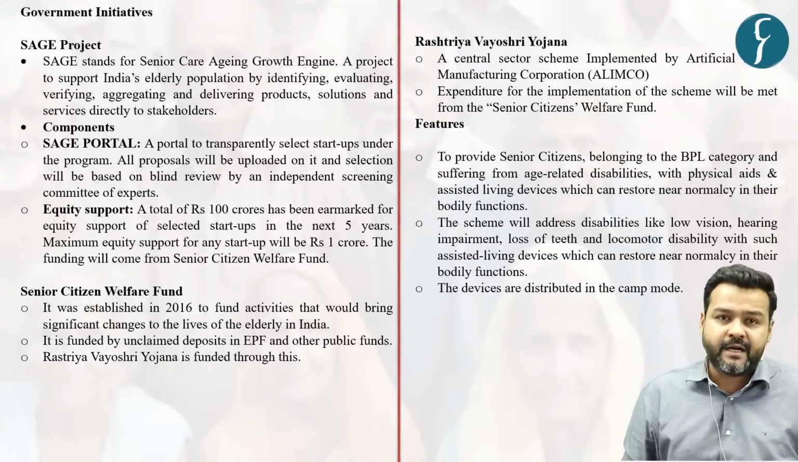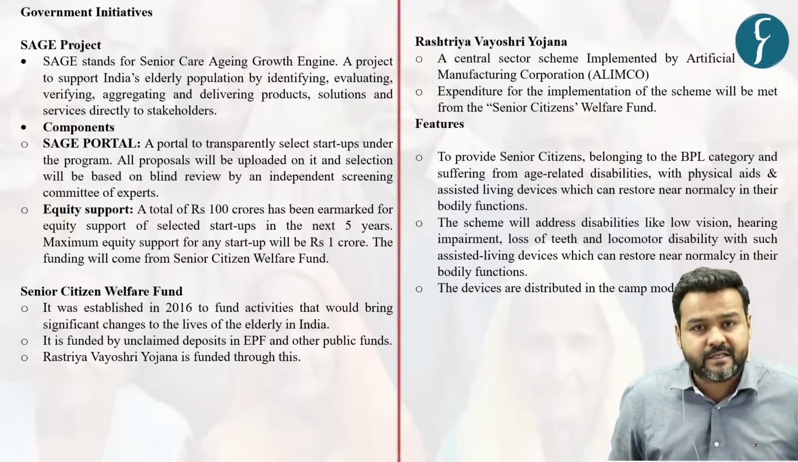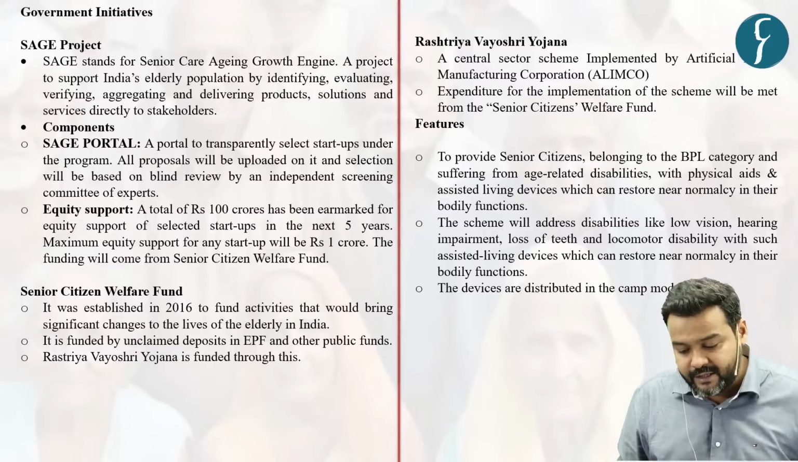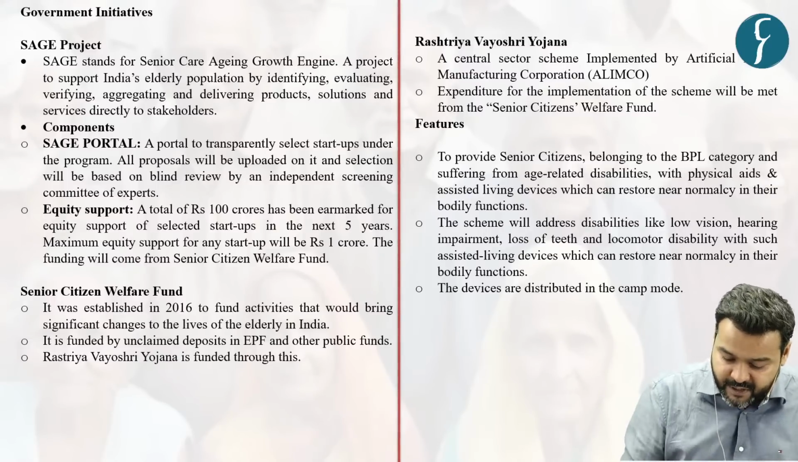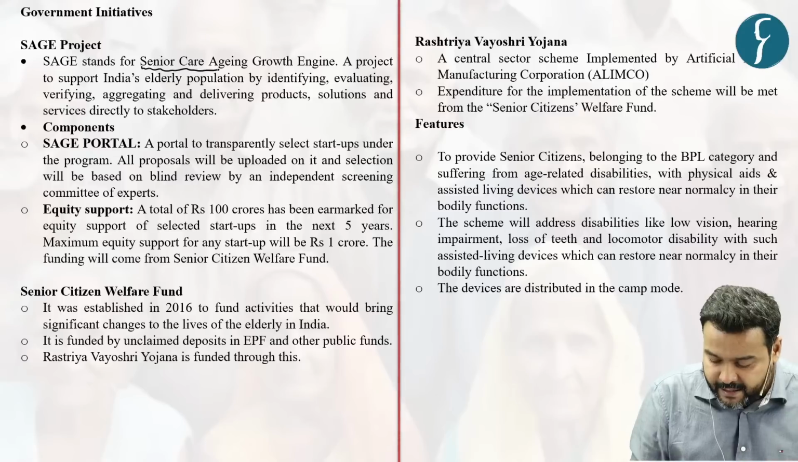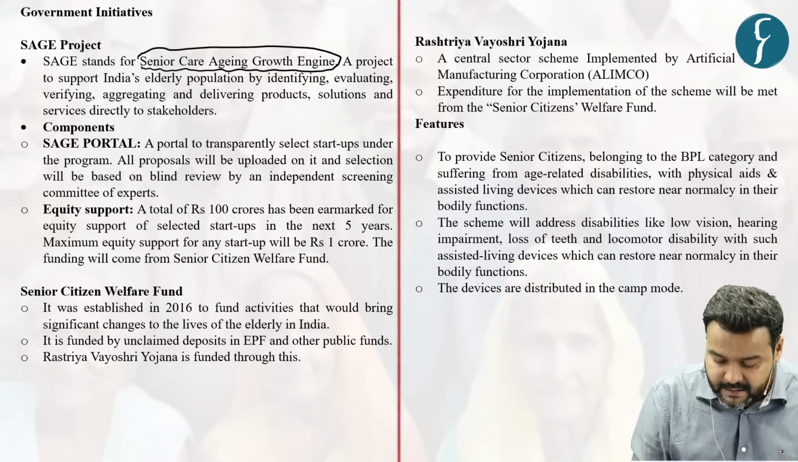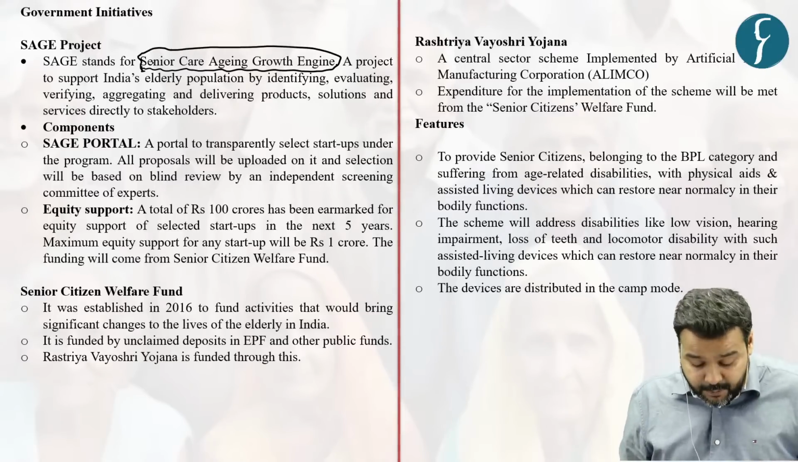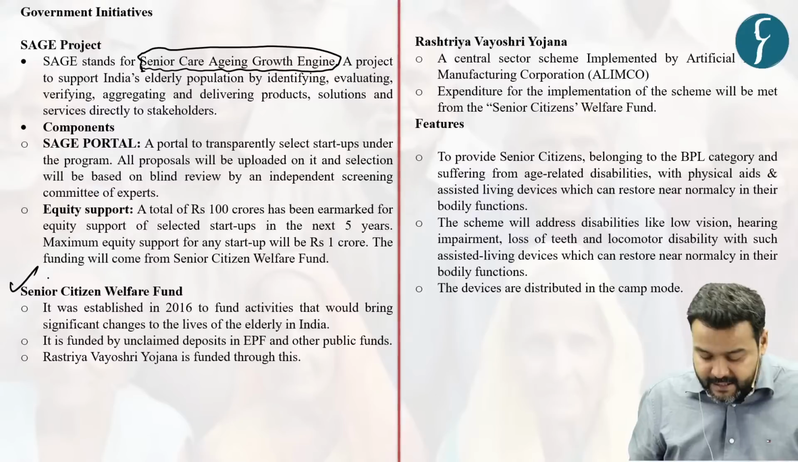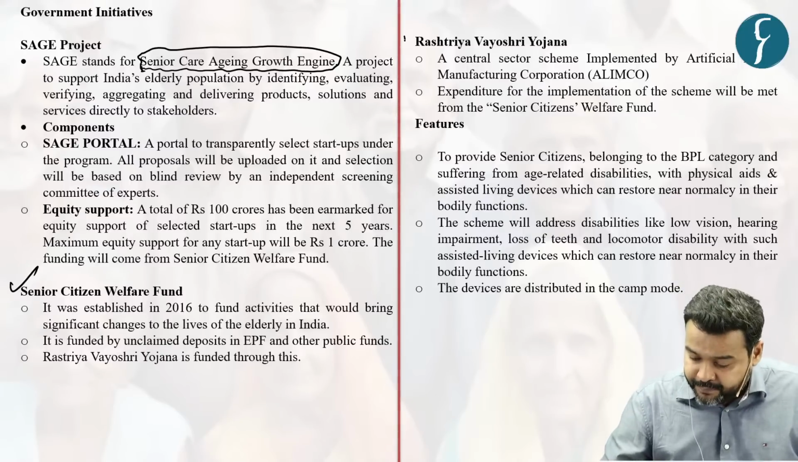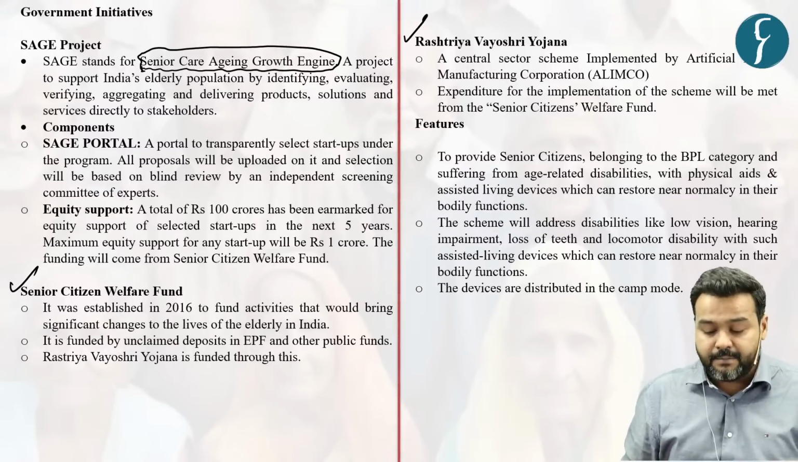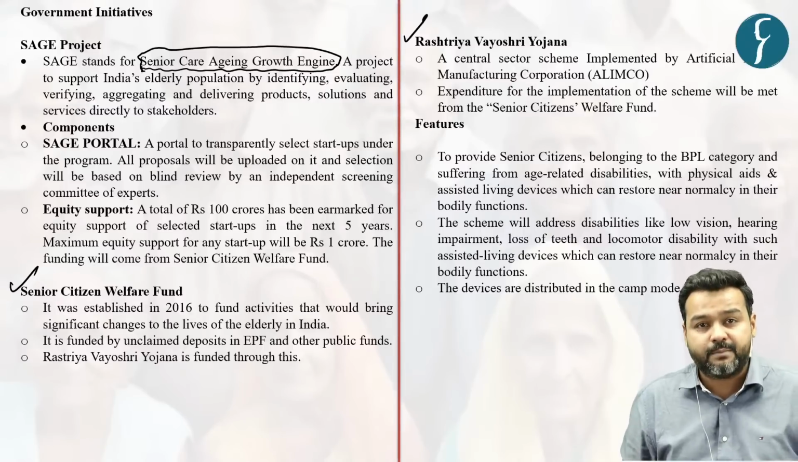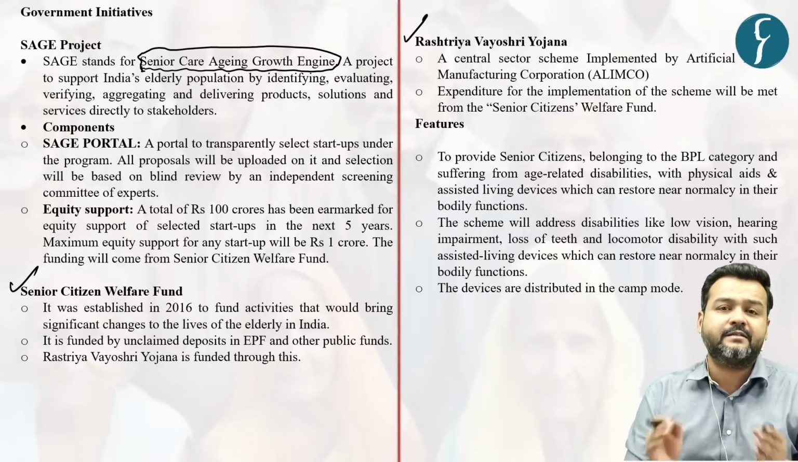So what the government has done, we have provided these schemes in the PDF. You can read them in detail. I'm just taking names of these initiatives. First is the Senior Care Aging Growth Engine, that is the SAGE project. Second is the Senior Citizen Welfare Fund. Third is Rashtriya Vayoshri Yojana. So these are some major initiatives that have been taken by the government to provide a social security net for the elderly.